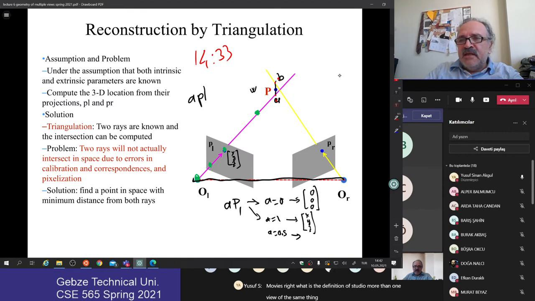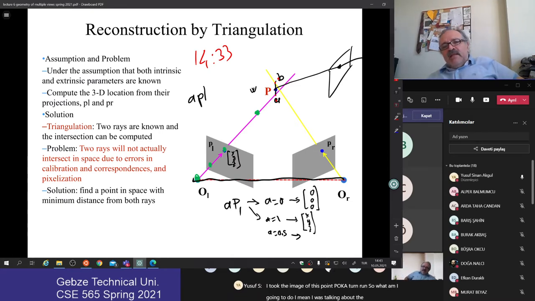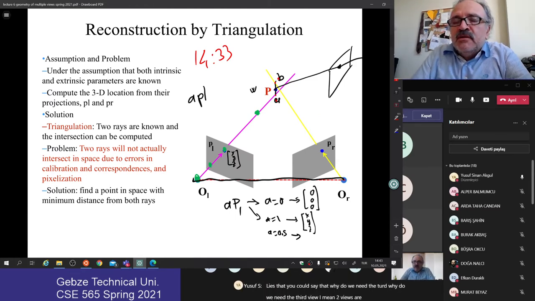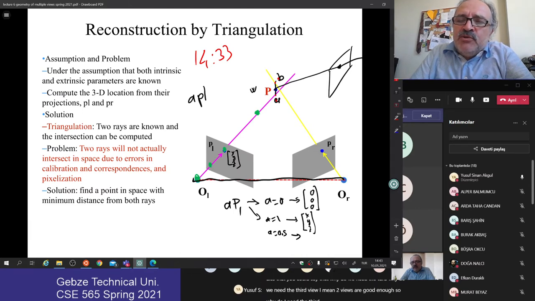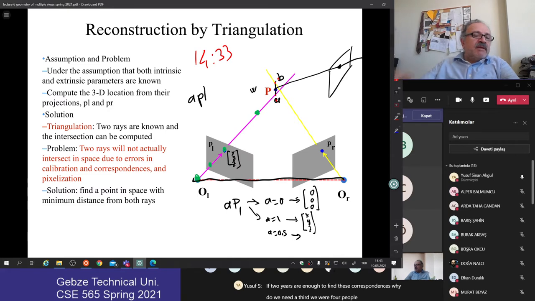How about this? I have another camera here. I took the image of this point P. Okay, a third one. So what am I going to do? I mean, I was talking about the intersection of the lines, and you could say, why do we need the third view? I mean, two views are good enough. So why do we need the third view then? Maybe I should ask you this. If two views are enough to find these correspondences, why do we need the third view or fourth view or fifth view or the 100th view?